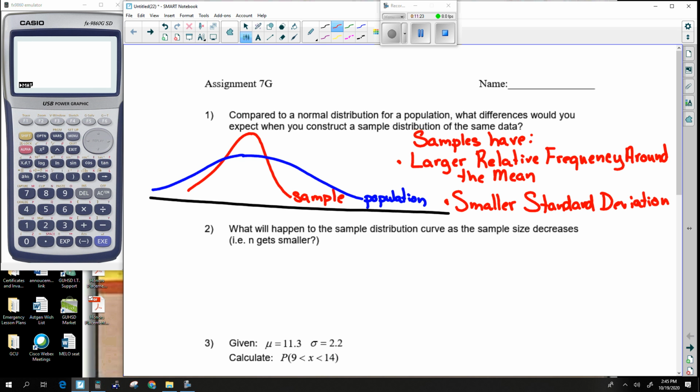Do not shorthand this. All of the words are meant to be there, and if you're missing some of these words, it's not going to be correct. So don't just say the relative frequency is bigger or something like that. No, you have a larger relative frequency around the mean. All of those words are meant to be there. A smaller standard deviation, not distribution, but deviation.